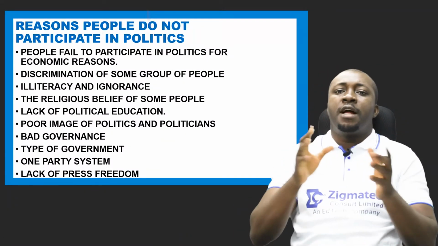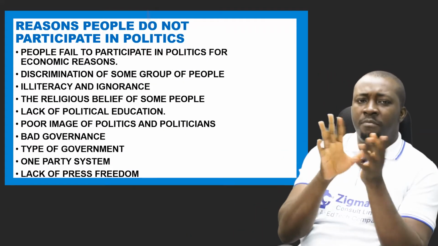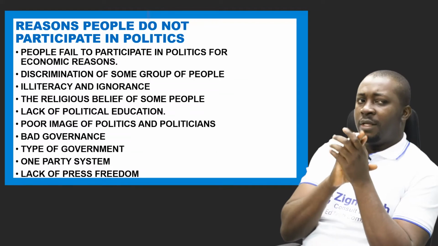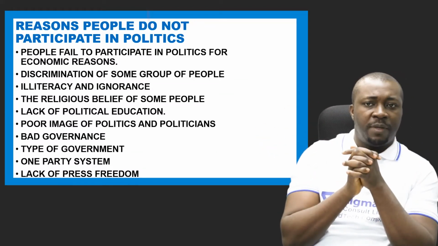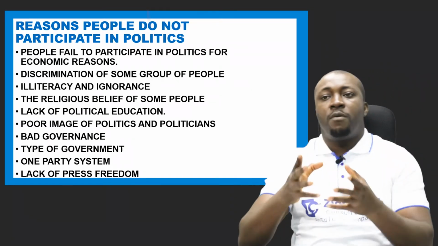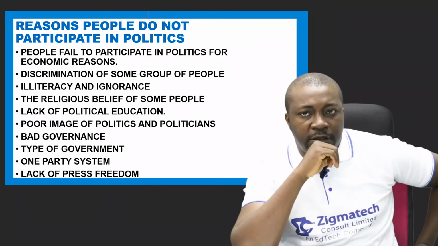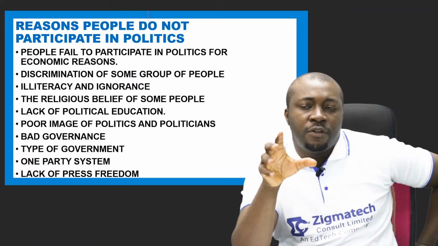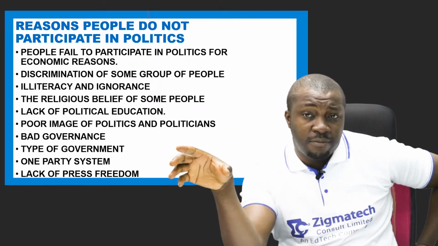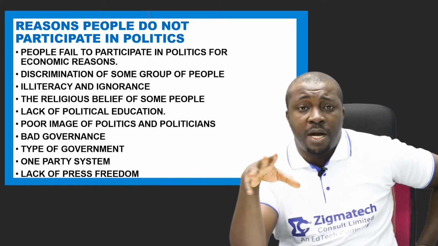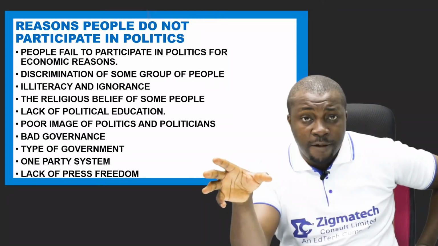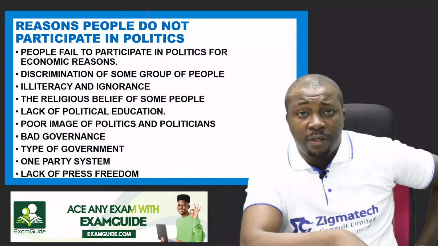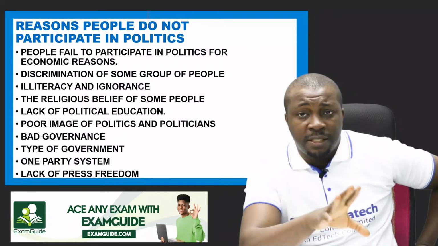Now, let's look at reasons people do not participate in politics. Because we talk about political participation, why do people fail to participate in politics? Number one is economic reasons. Now, it could be as a result of poverty. When somebody feels, I don't need to vote, I should go to farm on election day, because the primary preoccupation of a poor man is how to eat, his basic needs.